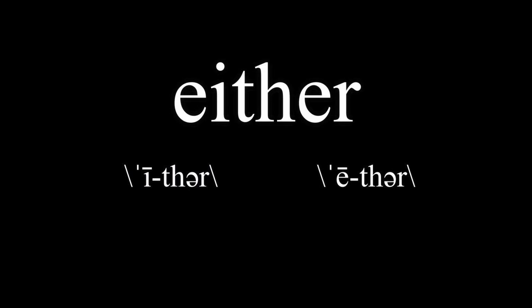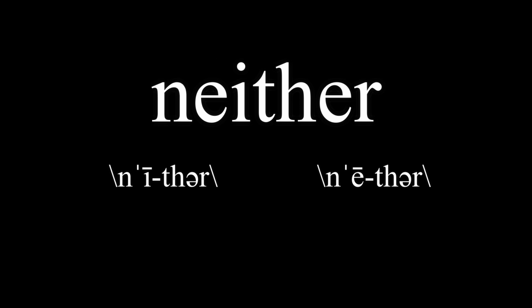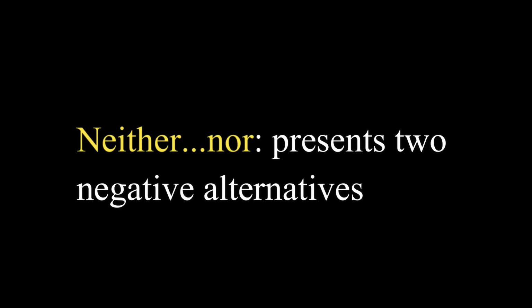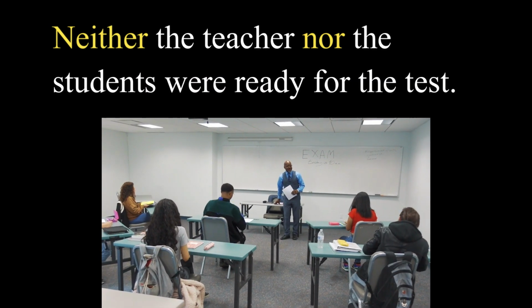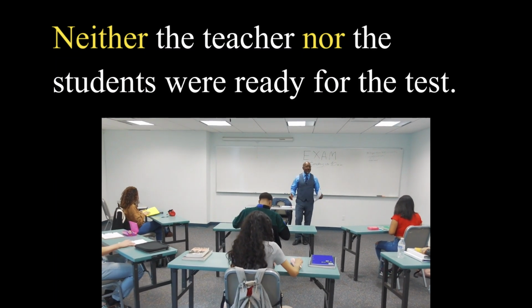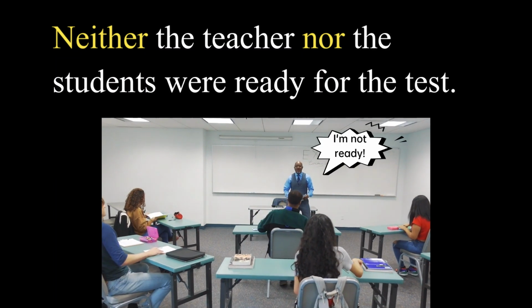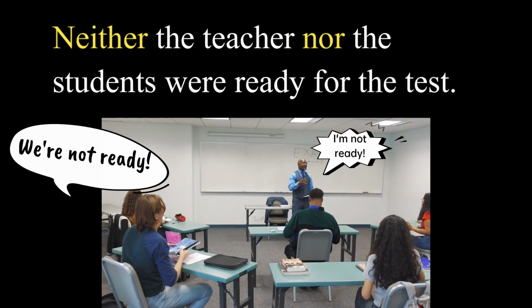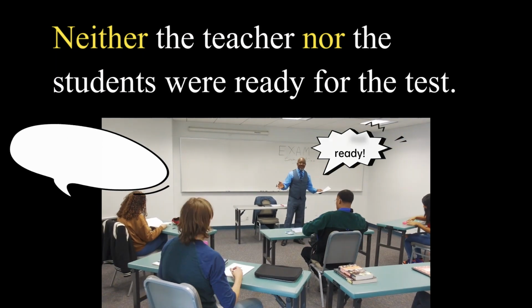Pro tip. You can say either or either. It's also true with neither or neither. Both pronunciations are correct. Choose one that you like. Neither, nor presents two negative alternatives. Neither the teacher nor the students were ready for the test. Meaning the teacher wasn't ready, the students weren't ready, no one was ready.